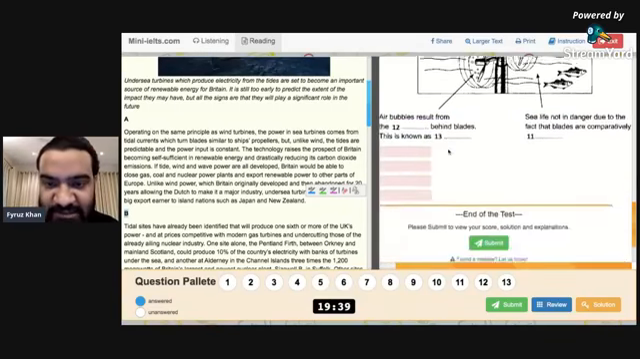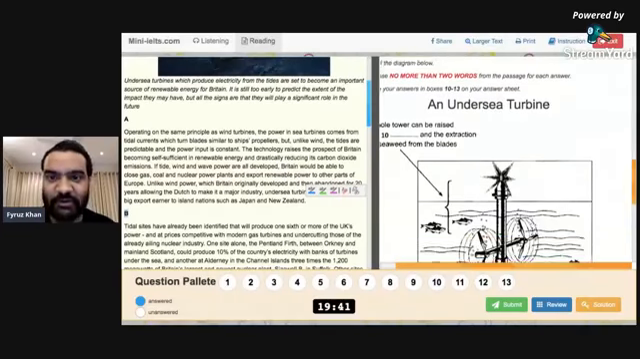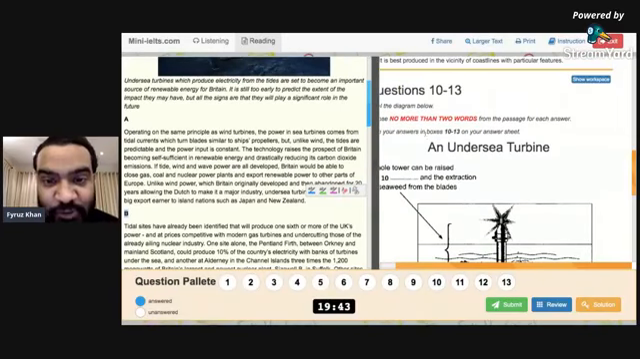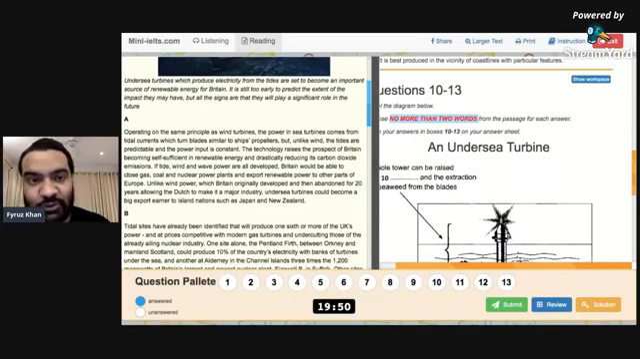This is a diagram for you. No more than 2 words. Read the instruction, please. No more than 2 words. That means it's going to be 1 word, 2 words, or not more than that. Right. Thank you very much.